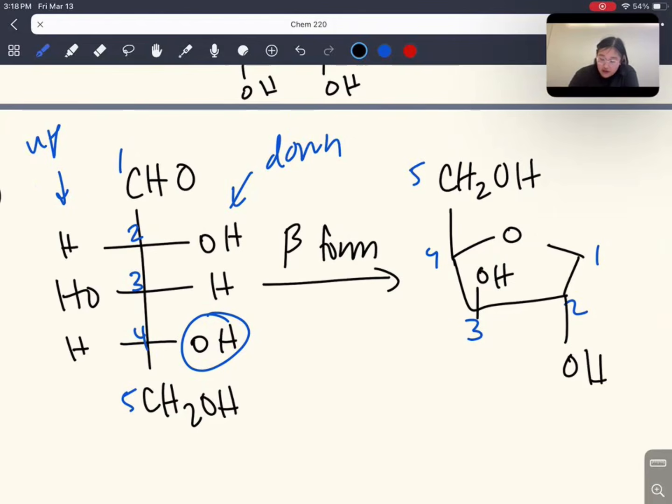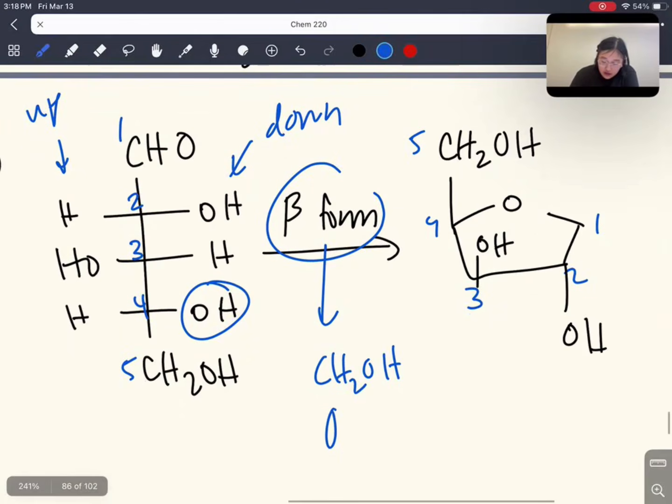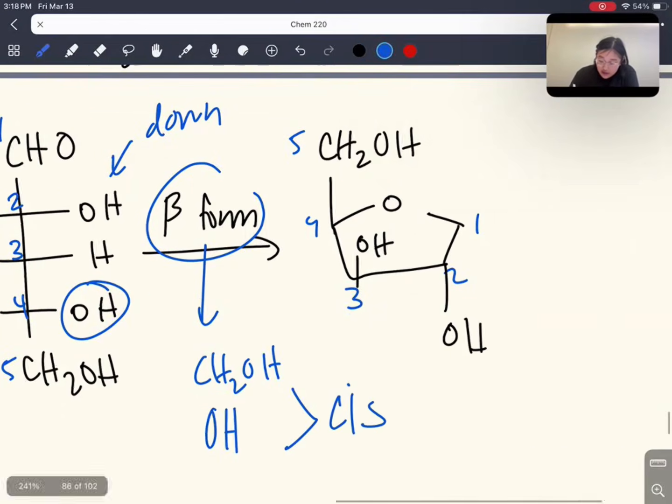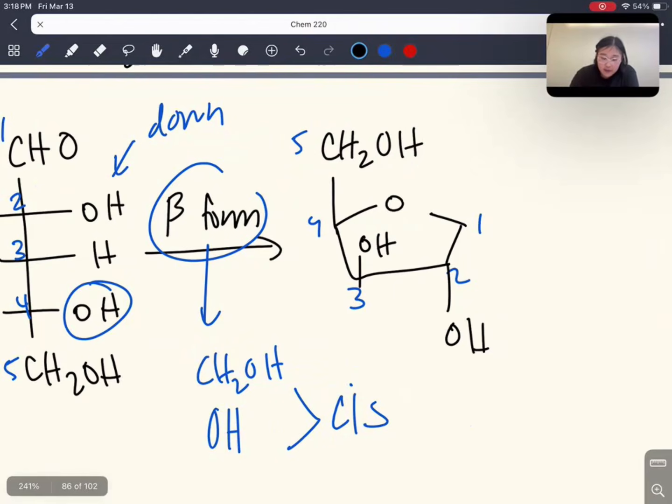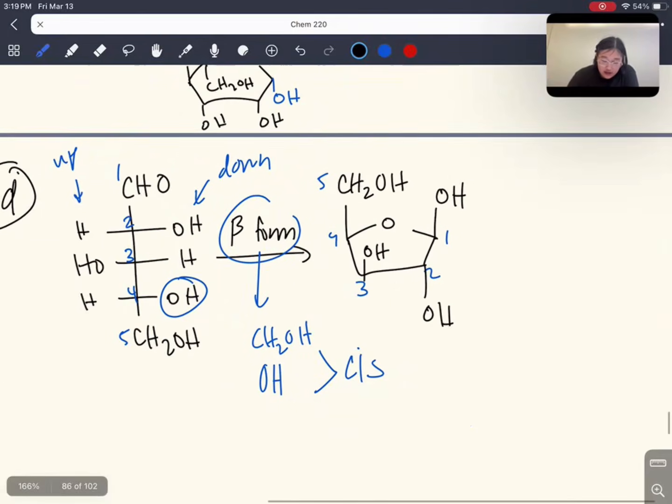Since we're drawing the beta form, that means our CH2OH and our OH group are cis to each other, meaning that since our CH2OH group is pointing up, our OH group will also be pointing up like that. And again, to determine if this is a D or an L sugar, our OH group is on the right, and so that means it'll be a D sugar.